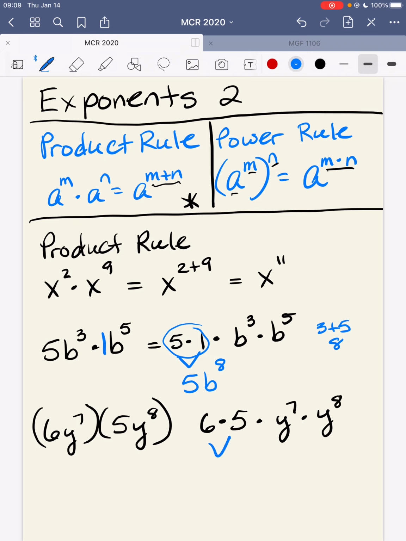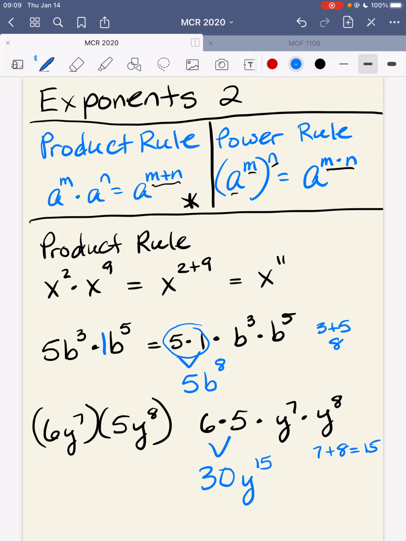So 6 times 5 is 30. No problems with that. And I need to go ahead and add my exponents. So my y to the 7 and my 8 is going to give me 15. All right. So I have y to the 15.